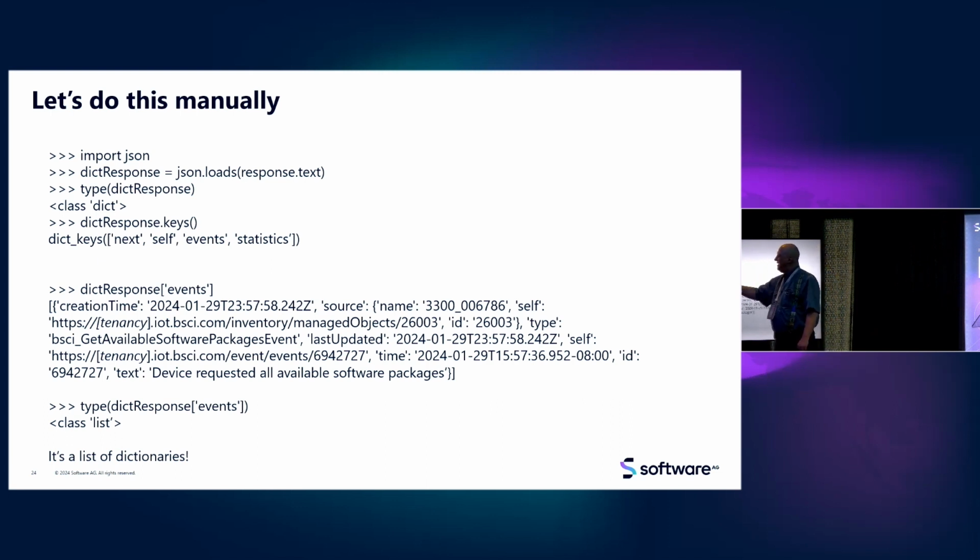If I want to find the keys to the dictionary, and we talked about key value pairs, next is what's next. Self is what I called. Events are the events that are written. That's what I care about. Statistics is information about the query. So what I want to do is take that response, grab the events, and that starts giving me the events that we've got now, which is a list of dictionaries, which is kind of cool. Python does really neat stuff like that.